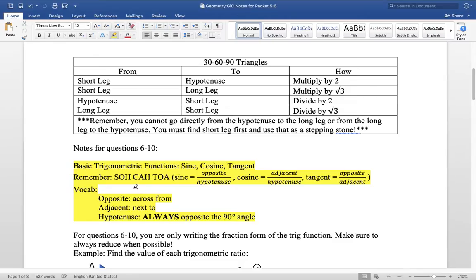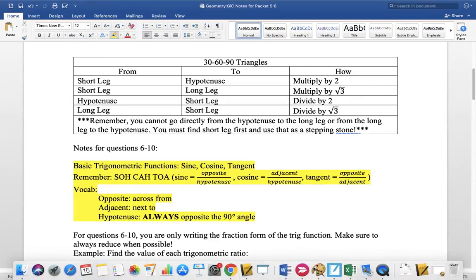So if you remember our phrase SOHCAHTOA, sine is the opposite over the hypotenuse, cosine is adjacent over hypotenuse, and then tangent is opposite over adjacent. So just a refresher on the vocab, remember that opposite means across from, adjacent means next to, and then the hypotenuse is always opposite the 90-degree angle.